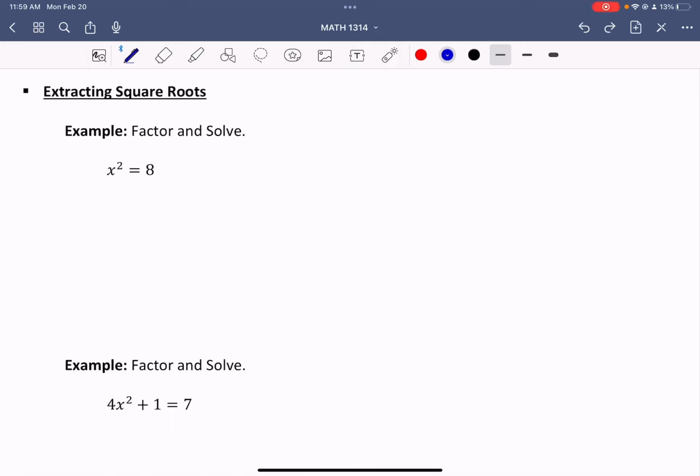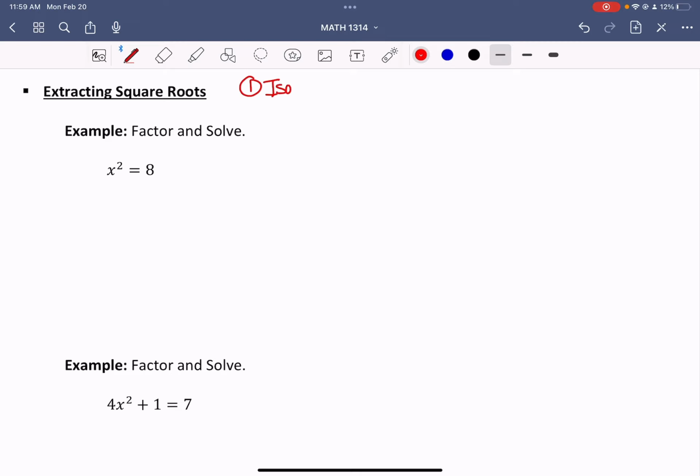Extracting square roots. Sometimes we're going to be faced with a quadratic that only has an x squared and doesn't have a singular x. This is where you would want to use an extraction process to help you with that. And here will be our 2 steps that we're going to follow.